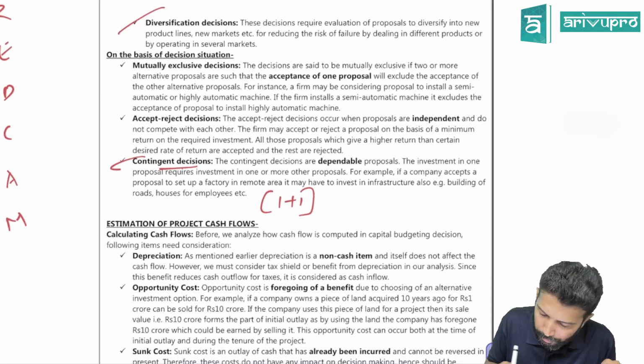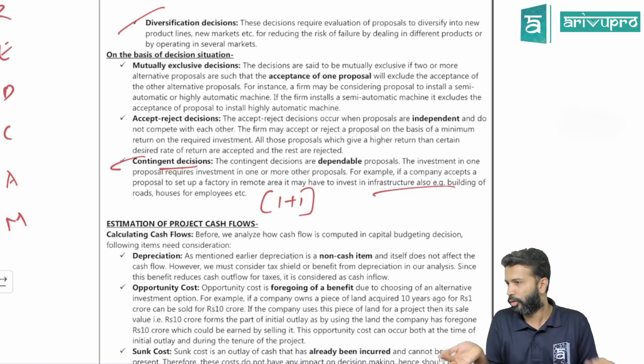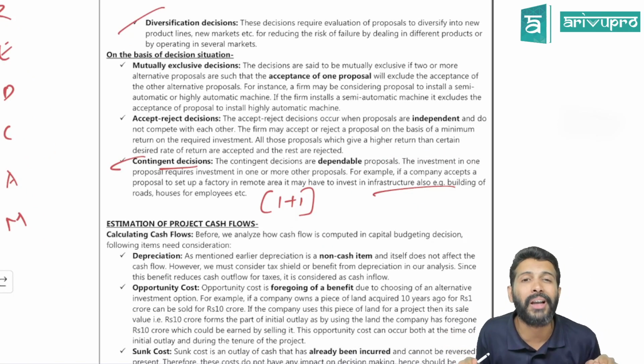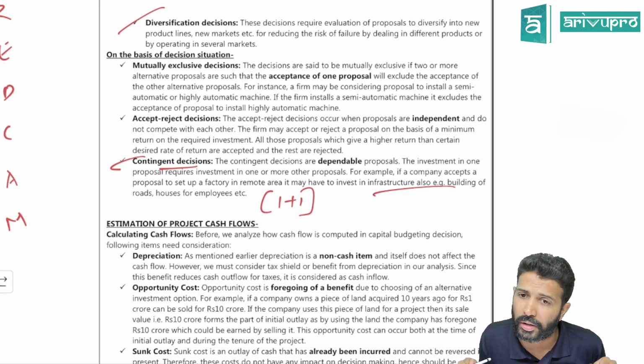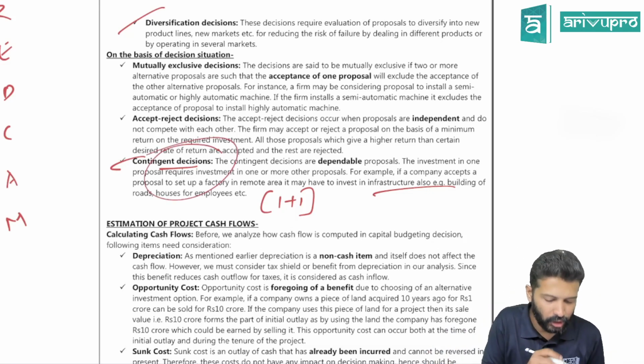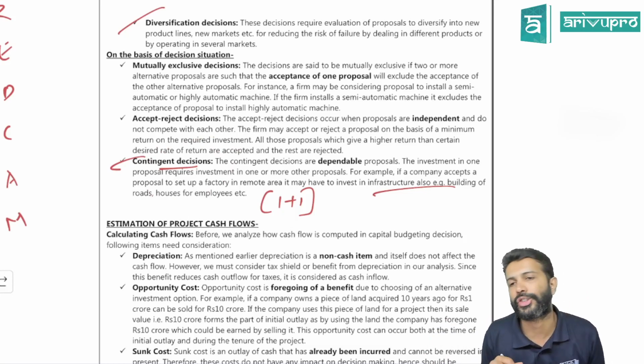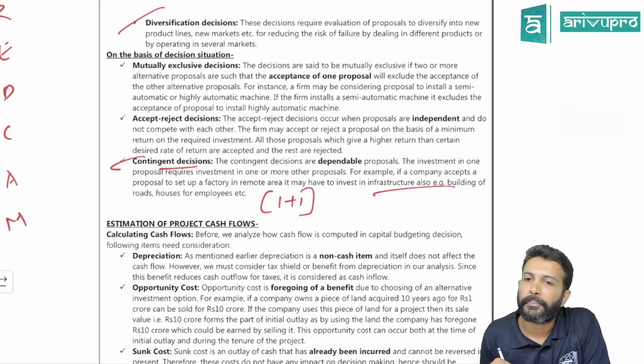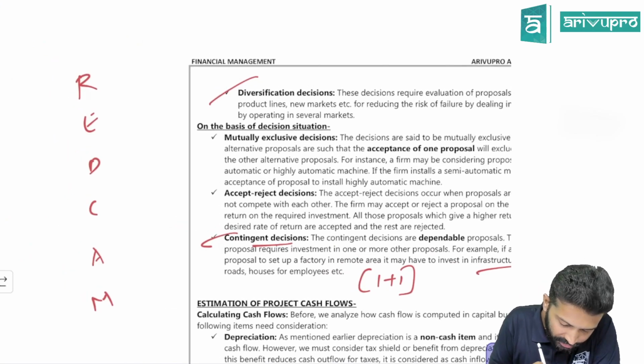So if you're doing one thing, you may have to do another one also. You want to do business here, but you also need to build infrastructure along the way, because otherwise the business cannot survive. Those decisions we call contingent decisions. Easy. Okay, so we covered C over here.